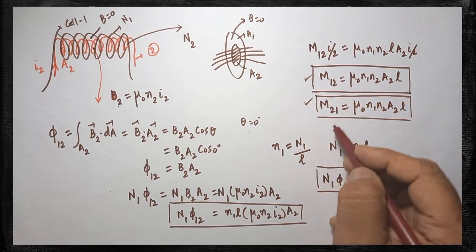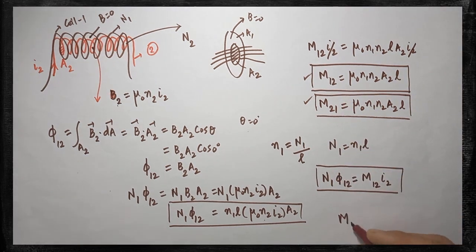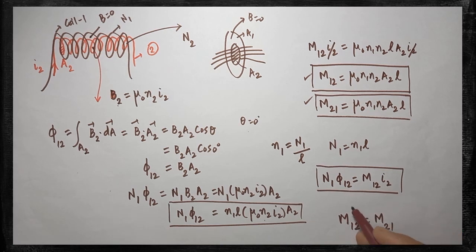Look at both expressions, both are similar. So finally we can prove that M12 is equal to M21. This expression is finally proved. It shows that the mutual inductance of the first coil with respect to the second coil is equal to the mutual inductance of the second coil with respect to the first coil. This proof may be asked in the essay question. Understood?